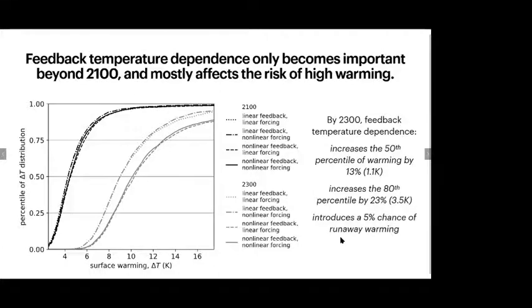Thanks, Jonah. We've got a couple of questions already. Kat Senior is asking, do we understand the physical reasons for the nonlinearity in the feedbacks? And are they the same across different models?